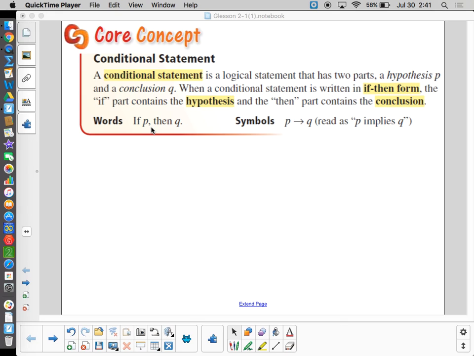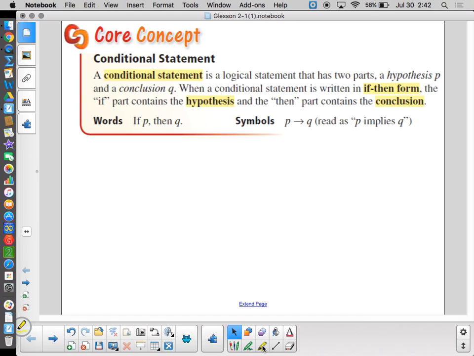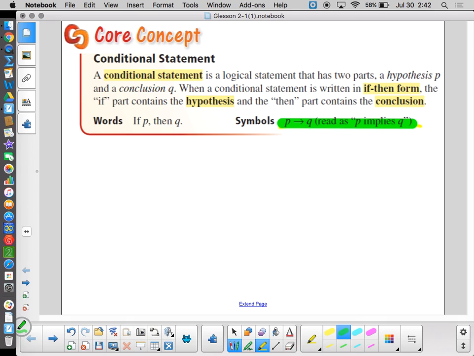A conditional statement, just reading, is a logical statement that has two parts. Hypothesis, we're going to abbreviate P, and a conclusion, we're going to abbreviate Q. When a conditional statement is written in if-then form, the if part contains the hypothesis, the then part contains the conclusion. So in words, if P then Q, or in symbols, and you'll see this symbolism a lot, P implies Q, or P arrow Q.